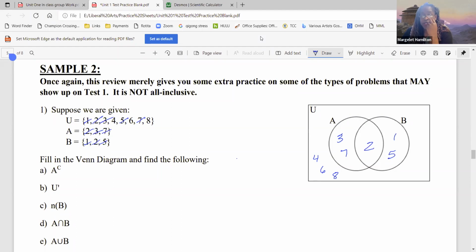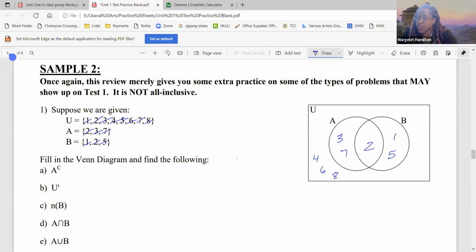Now, what I like to do is make sure that I have everything. If you're not crossing off as you go along, then go back and count to see that you have everything. So 1, 2, 3, 4, 5, 6, 7, 8. And that's everything in our universal set. We got everything accounted for. Is everybody all right with setting up the Venn diagram? Yes. Okay. So now we can answer the questions.